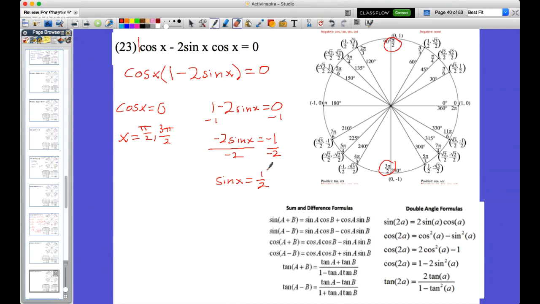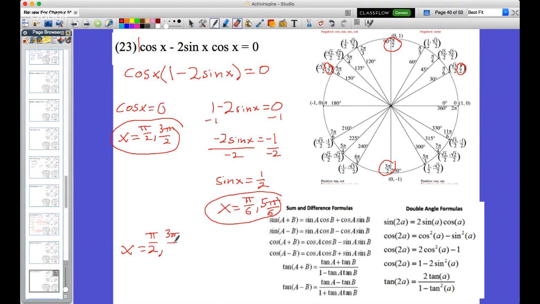So sine of x is equal to 1/2. Where is sine 1/2? Looking at our unit circle, looking for the y values where it's positive 1/2, which is here and here. So that tells me x will be equal to pi over 6 and 5 pi over 6. Now you could box both of these answers and be fine, or you can label them all out. I'm fine either way. So then I'll just say x is equal to pi over 2, 3 pi over 2, pi over 6, and 5 pi over 6.